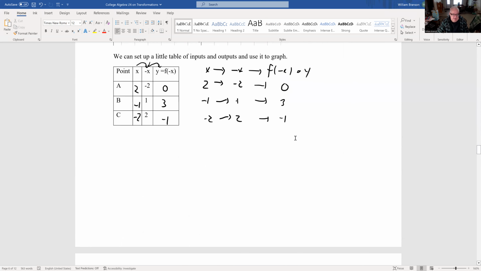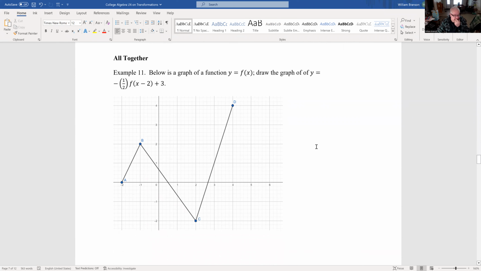Okay. So here's a graph of a function. It's got 4 points, A, B, C, D, and is connected by lines. What's the graph of y equals -1/2 f of x minus 2 plus 3? Okay, so we need to break this down a little bit. We need a little bit of an order of operations. How do we actually think about which ones we do first?